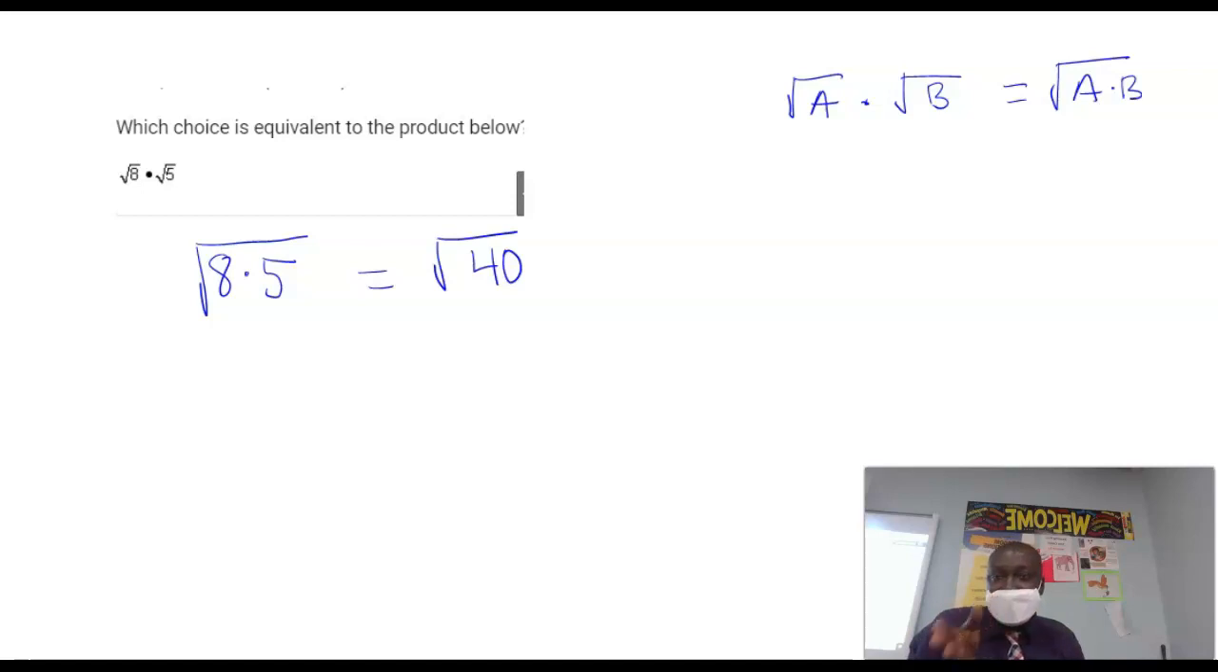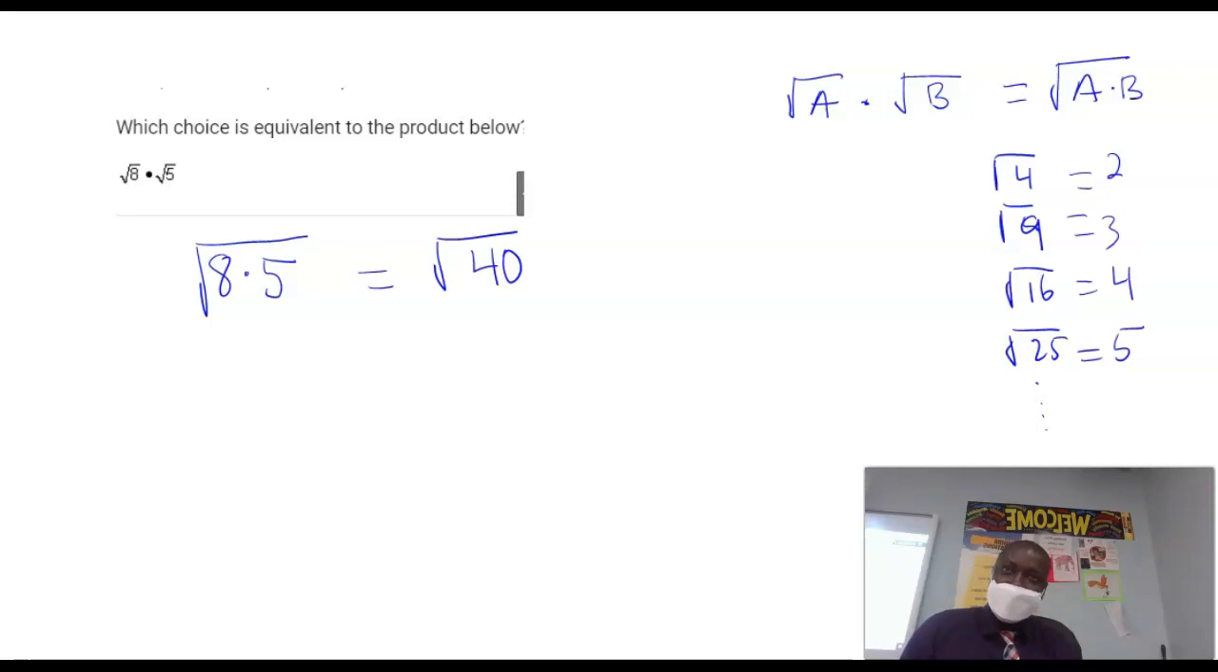Now we have to look which square root. Can we break this down into a perfect square? The list that I gave you. Okay. So the list is square root of 4, square root of 9, square root of 16, square root of 25, and so forth. Can we? So yes, we see 4 here. So 4 times 10 is still 40. So this one we can break it down to what? 4 times 10. The reason why we are doing that is because of the perfect square. We are interested in the perfect square.